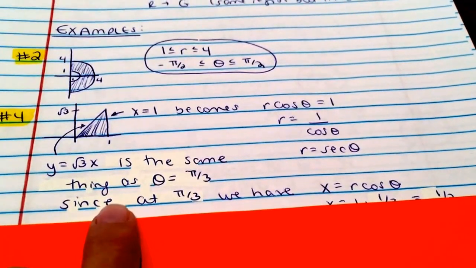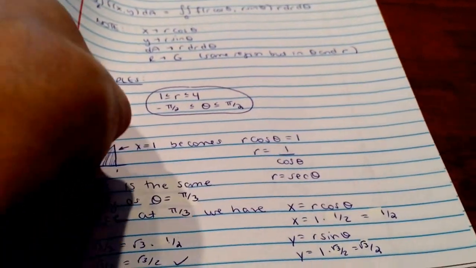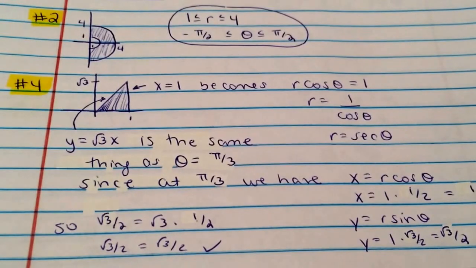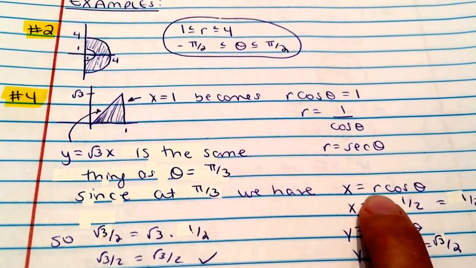Okay, so here's the work for that. Again, if it's not obvious, I'm going to just show the work. If it's obvious, you don't have to show this work. Okay, x is the same thing as r cosine theta.